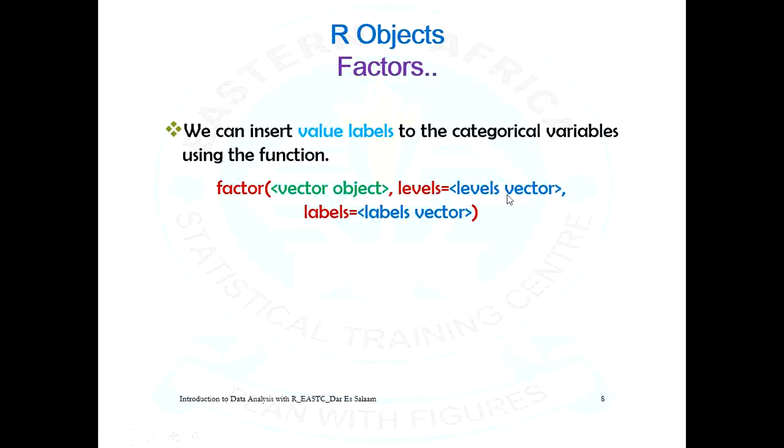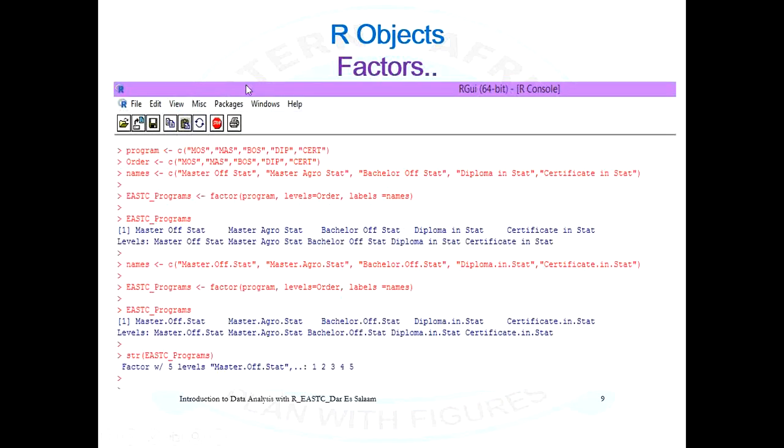The second one, a vector for the labels, and the third, a vector for the value labels. It's written right here. The first vector is for my categories. The second is for the ordering, that is, which one I need to start with, and the third is for the names. So after having these vectors, I can simply create my factor object in R by using the vector for names, the order, and the names.